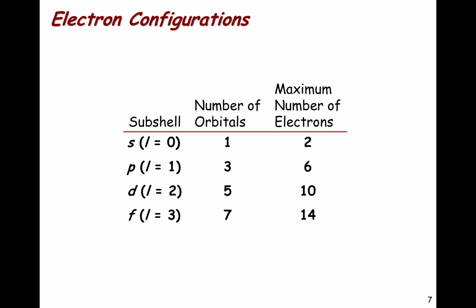The l value for d is 2. That means there are 5 different m sub l values. There's -2, -1, 0, +1, and +2. Each could hold up to 2 electrons for a total of 10 possible electrons. If we continue this pattern, you'll notice that in each of the letter designations, the number of orbitals has increased by 2. So therefore for f, there are 7 f-type orbitals with a maximum of 14 electrons. This in fact corresponds very well with the organization of the periodic table.